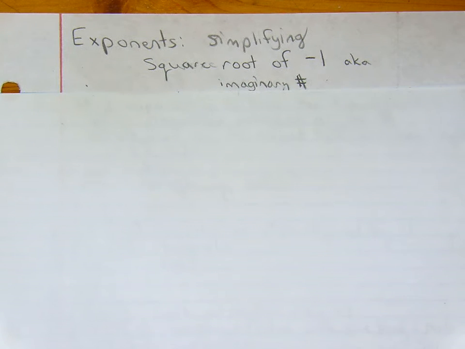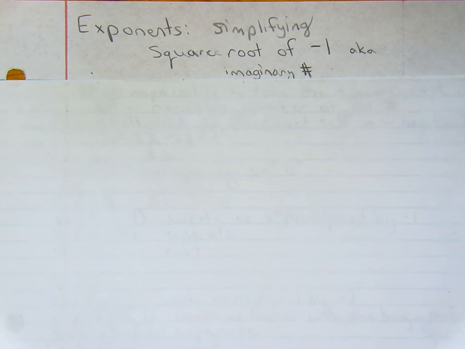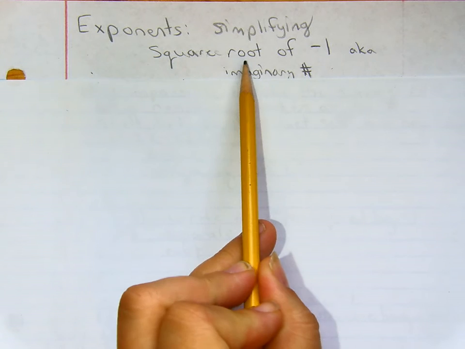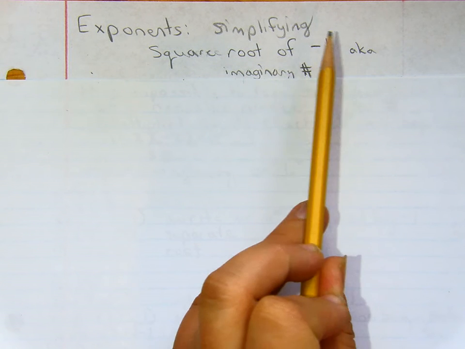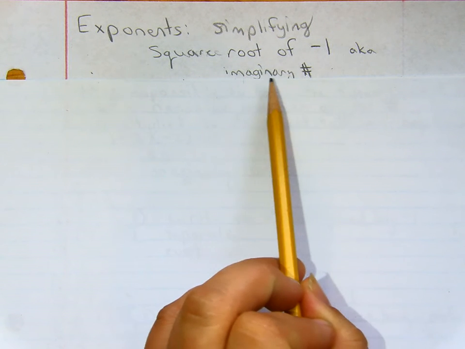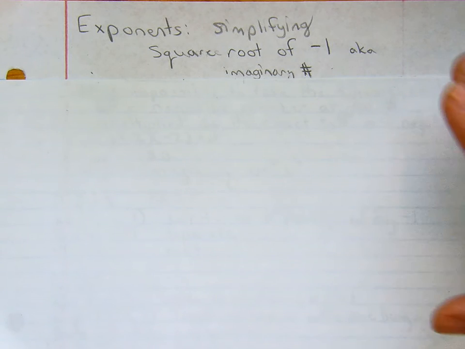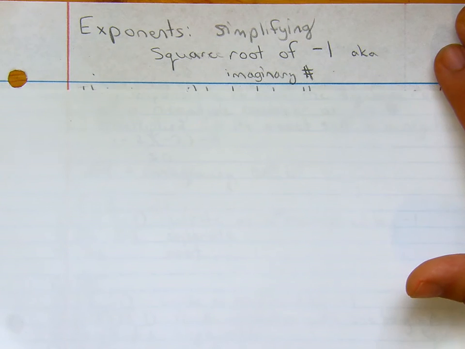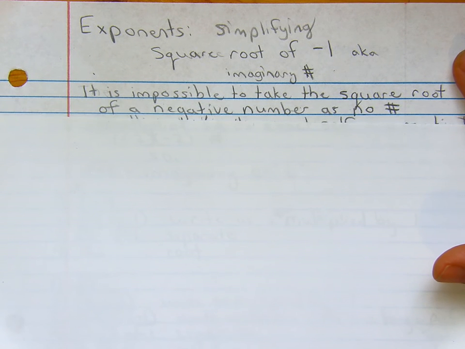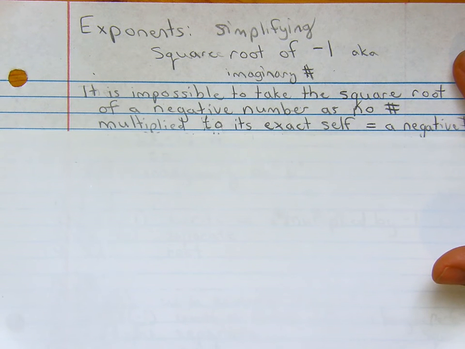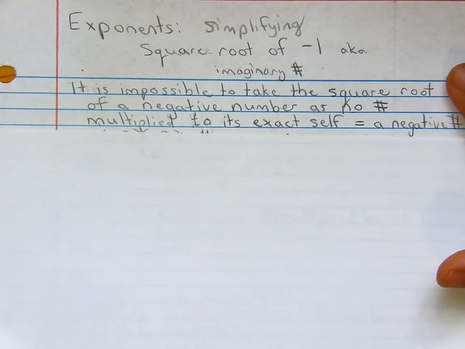So in this set of notes, we're looking at our category of exponents, which includes square roots. In this situation we're going to be looking at the square root of -1, which are known as imaginary numbers, and the process of simplifying them. It is impossible to take the square root of a negative number, as no number multiplied to its exact self equals a negative number.